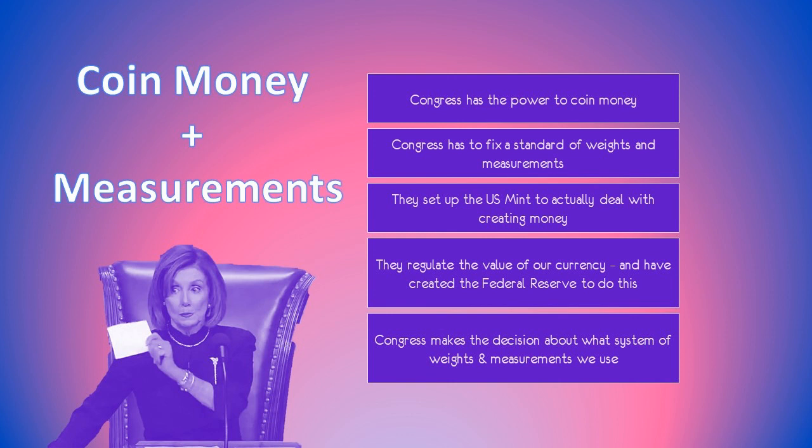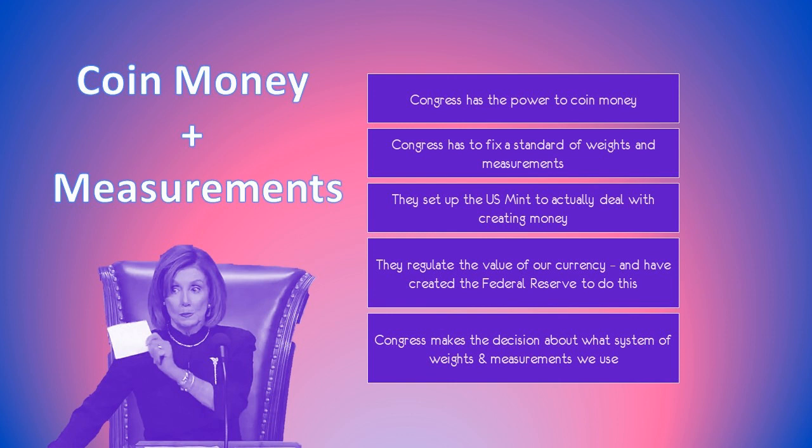Now, Congress has set up the US Mint to actually create money. That doesn't have to be the job of Congress. They don't design the bills or anything like that. So they can give that power to some other office that they control, and that's what the U.S. Mint does. But Congress decides how money stuff operates. So they've set up the U.S. Mint to actually create money.